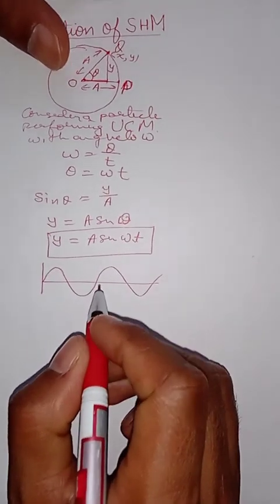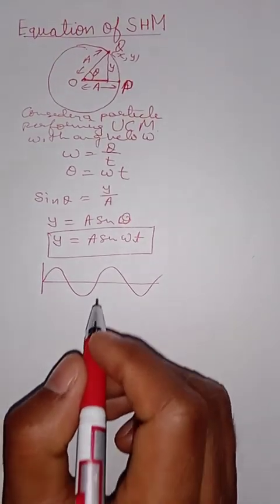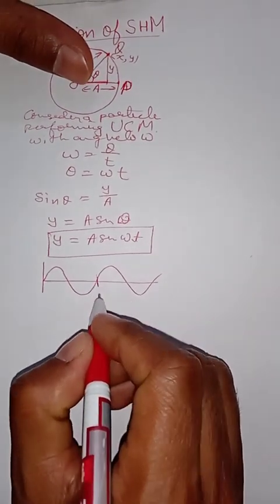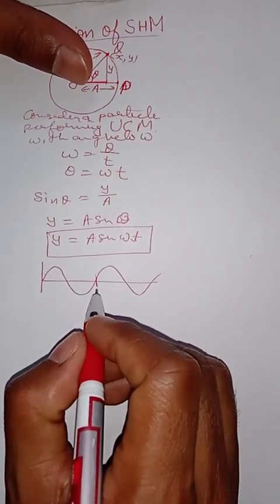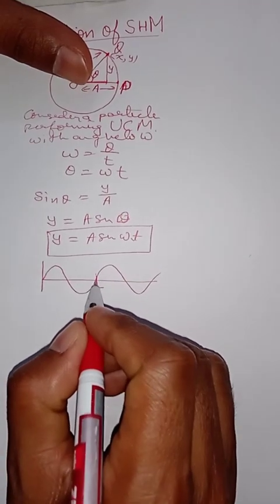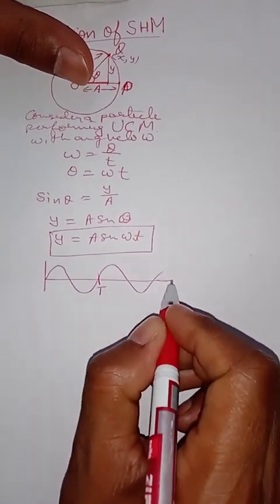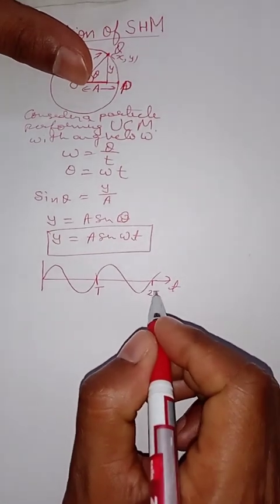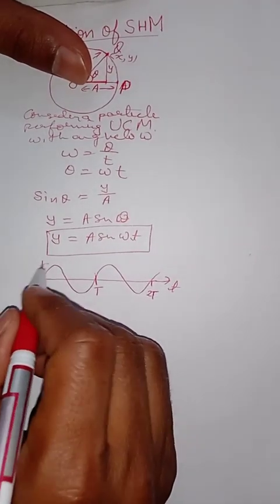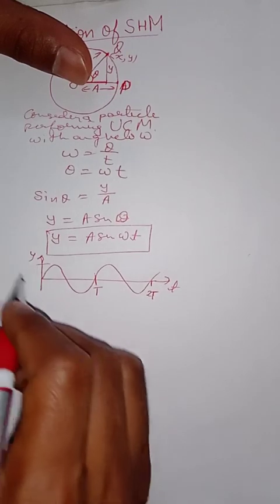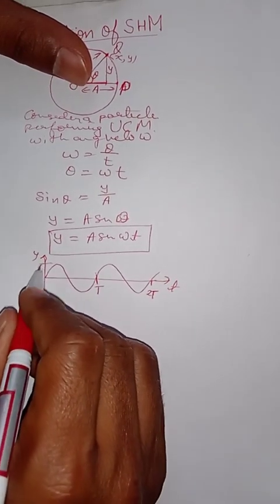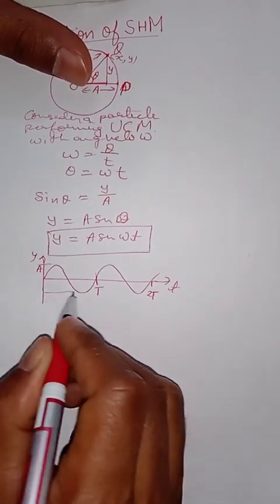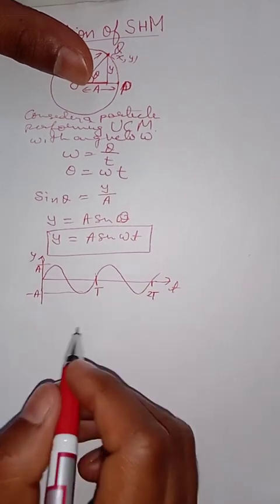After one complete round, it will be called one cycle. It will take time equal to T, that is time period, then 2T, then 3T, and so on. And this is the maximum displacement, which is A as amplitude, here minus A.